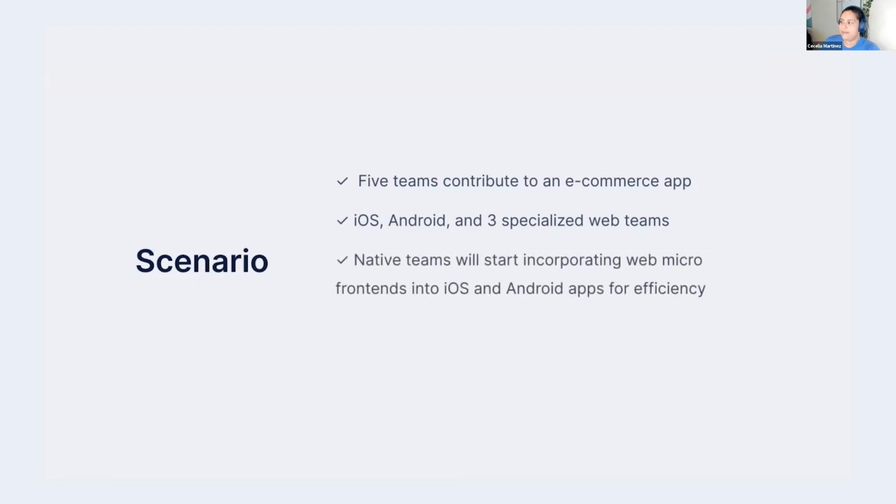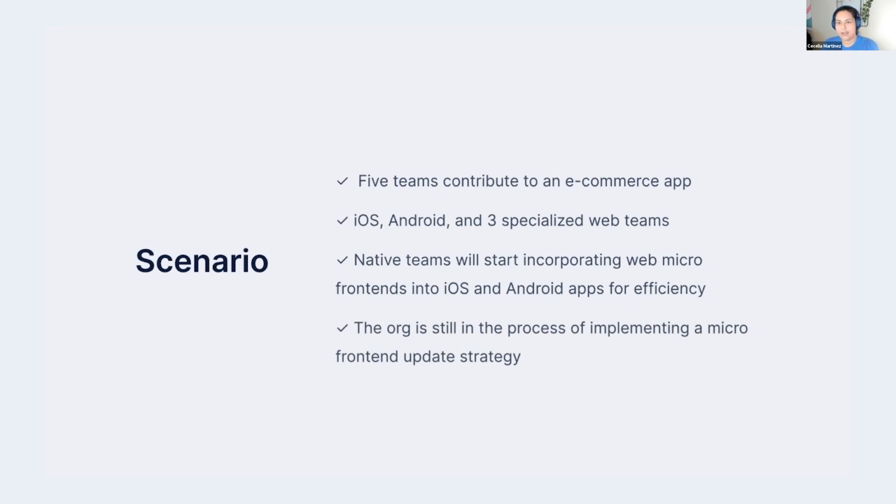And at this time, the native teams are starting to incorporate web micro front ends into their iOS and Android apps for efficiency. They've started to implement this process from the development perspective and are going to get caught up with some scenarios and deployments as we go through this session. They're still in the process of implementing, and so they may see some scenarios that you may have also seen in your own implementation process, or things that you may encounter if you decide to move forward with a mobile micro front-end strategy. So we'll be covering all of these different considerations through the lens of this company in this scenario.